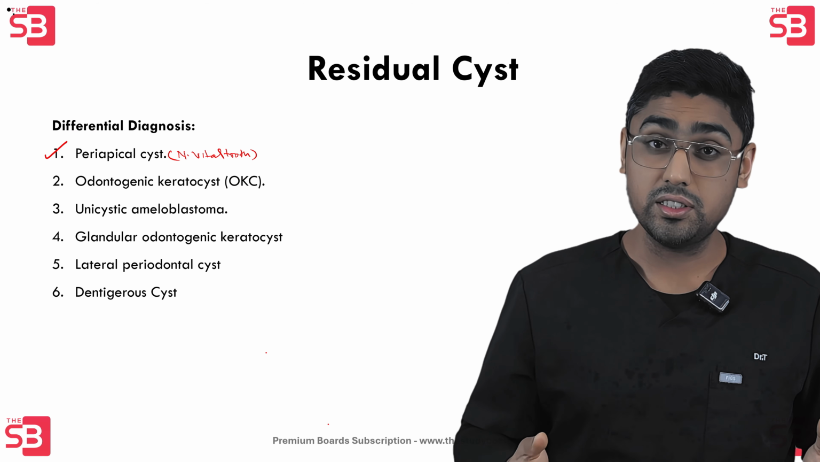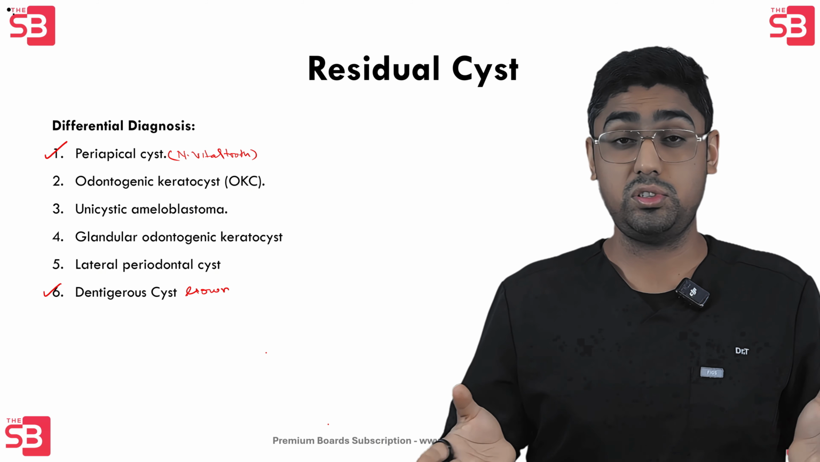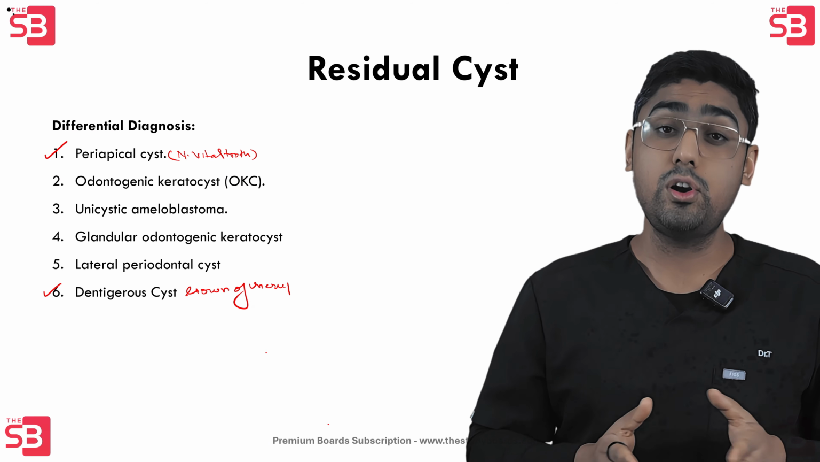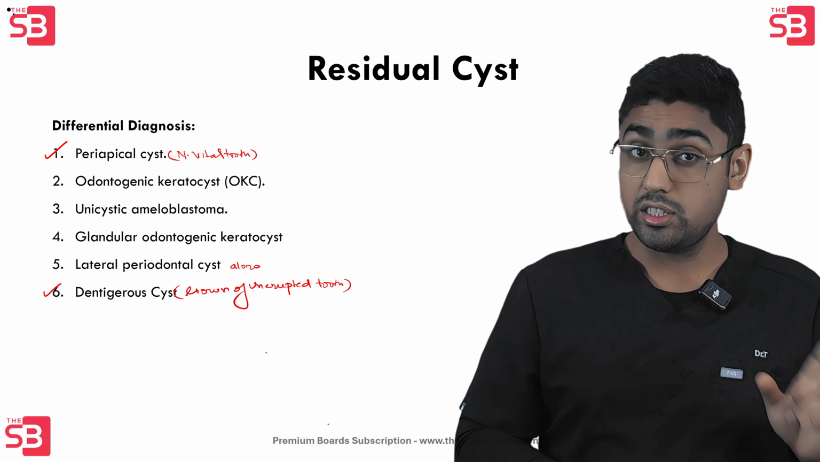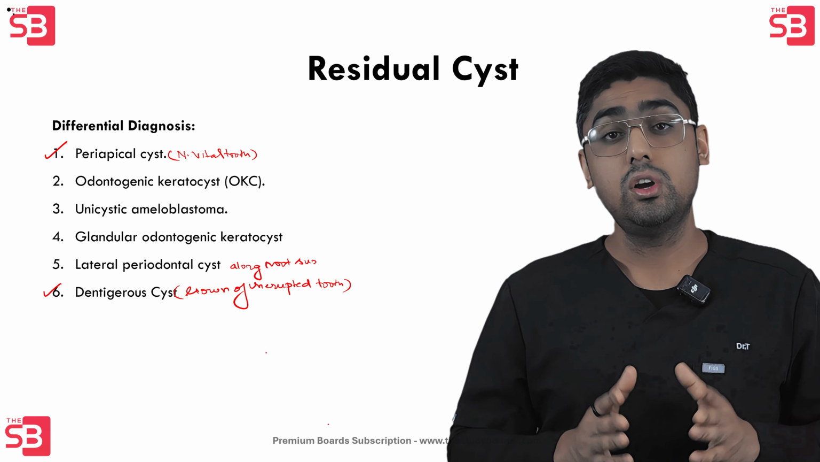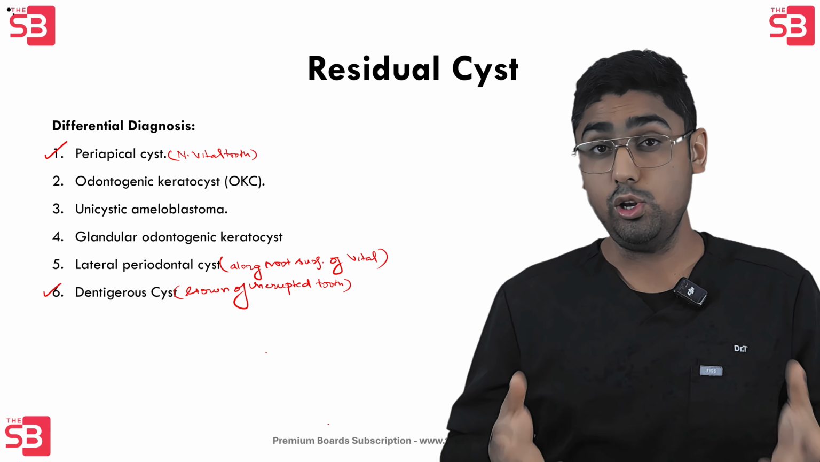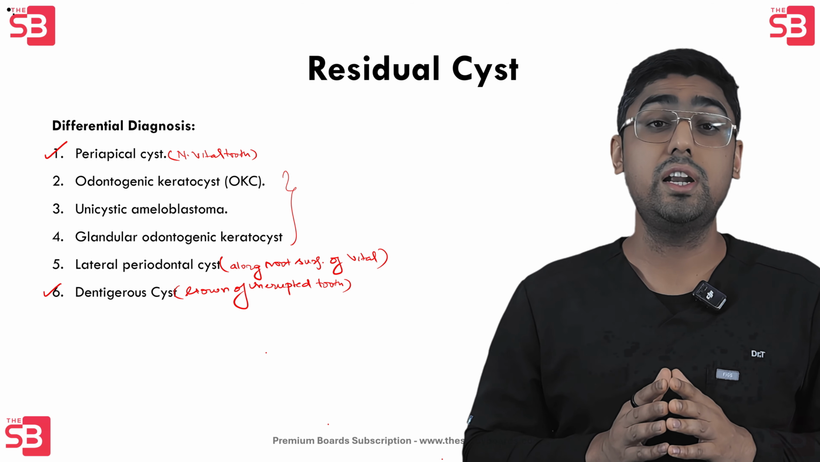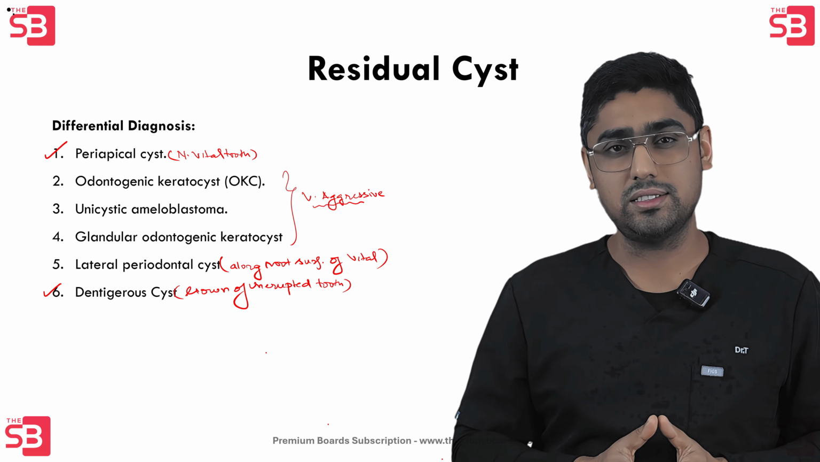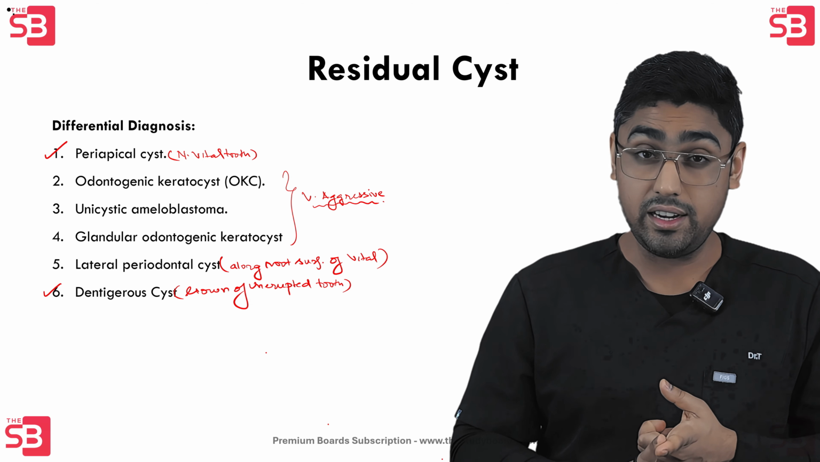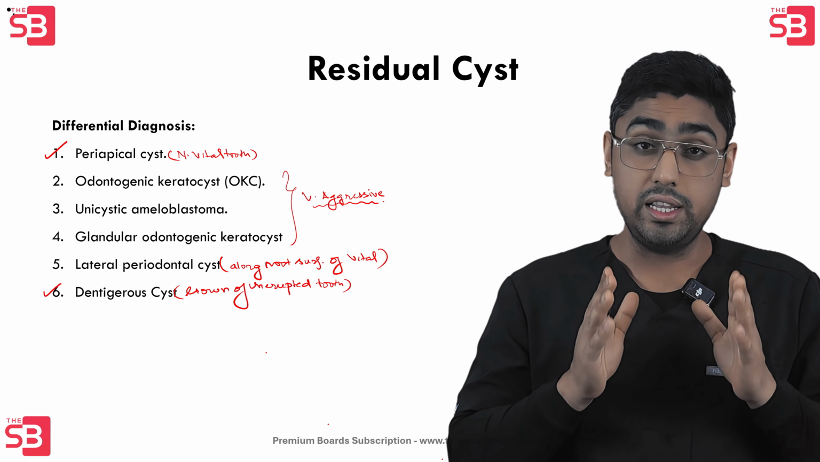Then we have to think about the dentigerous cyst, which surrounds the crown of an unerupted tooth, while a residual cyst has no such tooth association at all. Next is lateral periodontal cyst, which appears along the root surface of a vital tooth. Important, not an extraction site. And then finally, you think about odontogenic keratocysts, OKC, central giant cell granulomas, or even small ameloblastomas, which can occasionally mimic the radiolucency, but these tend to be more aggressive and show distinct radiographic patterns. So the key differences are tooth vitality, location, and relationship to the surrounding teeth. Those are what help you confirm you're dealing with residual cyst.